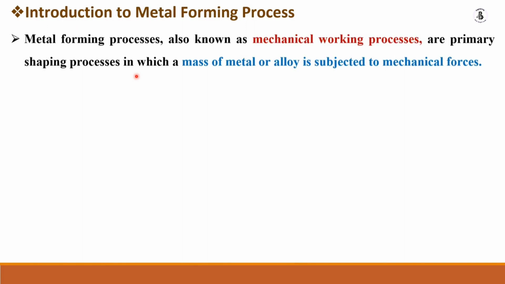The metal forming processes are also known as mechanical working processes. In metal forming processes, there is no kind of cutting and no kind of joining, but with the help of mechanical working, you convert the material into the desired shape and size. So you can say that these are primarily shaping processes.